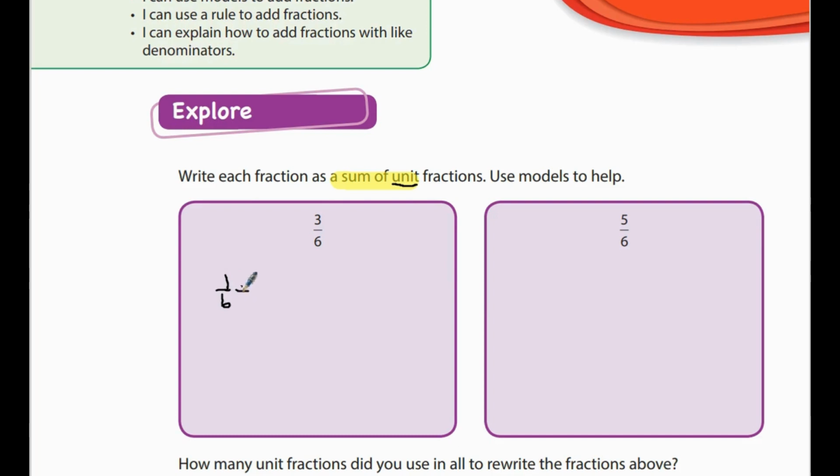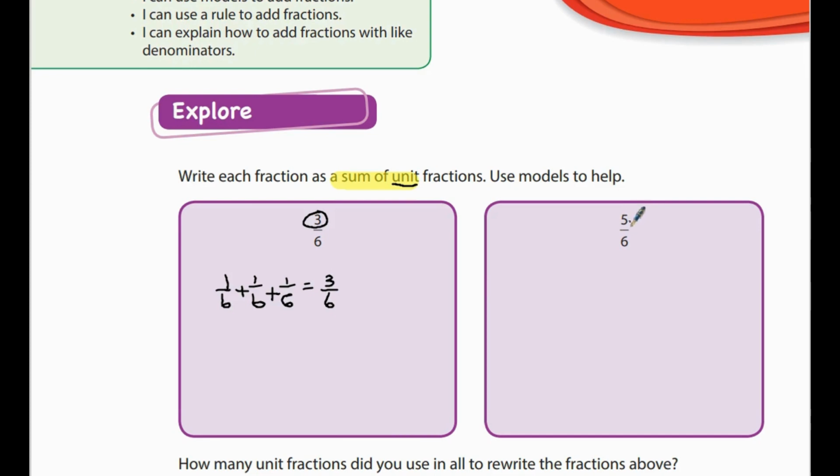So if I have to show 3/6 as a sum of unit fractions, it would be the unit 1/6 plus itself 3 times. So I'm going to have 1/6 plus 1/6 plus 1/6, 3 times, because my numerator is 3. Therefore 1/6 plus 1/6 plus 1/6 is equal to 3 over 6.